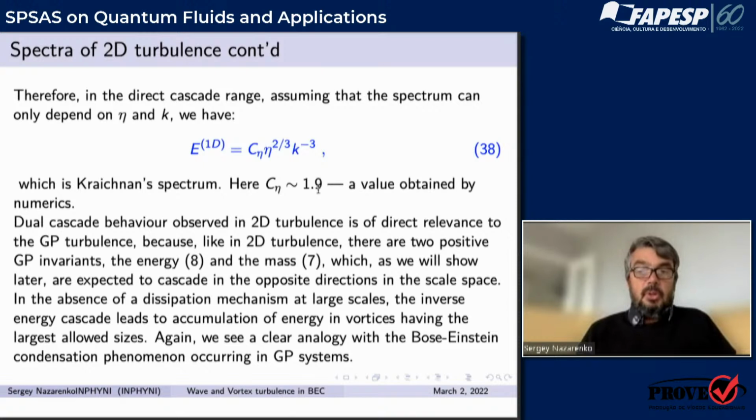This dual cascade behavior, the reason I gave you that overview in detail, is because it has direct relevance to Gross-Pitaevskii turbulence in both Bose-Einstein quantum and optical fluids. And not only 2D, but also in 3D, because in contrast with classical fluid dynamics, the Gross-Pitaevskii equation has two invariants, both in 2D as well as in 3D. We have the invariants of energy and mass, I remind you.